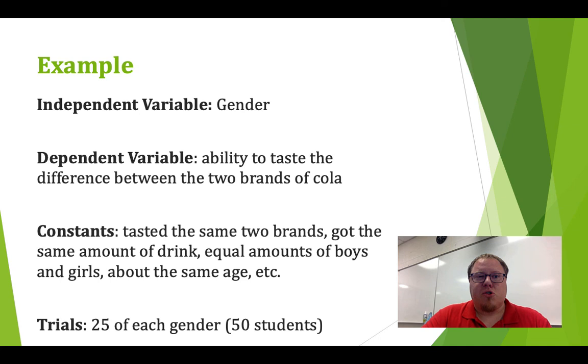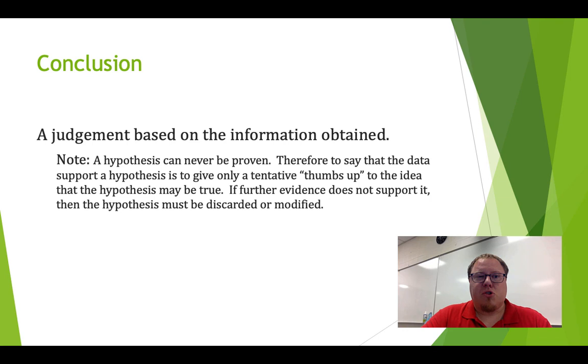Now I actually did multiple trials here, because since I had 50 students, I'm basically doing a boy-girl combination 25 times. So I had 25 different trials, and I can see it's not just these two people, it's a whole group. I got more information, and it's more accurate the more trials I do. Now, the conclusion is a judgment based on the information obtained. If you form a conclusion, you look at the data you got, and then you come to a judgment.